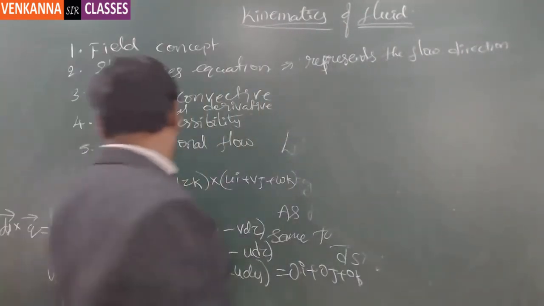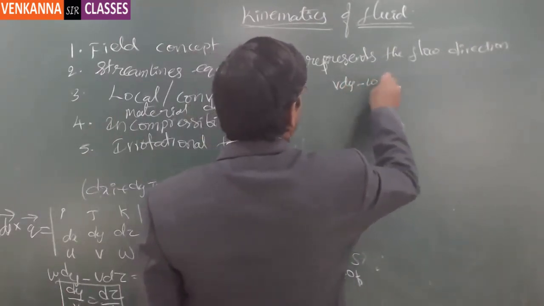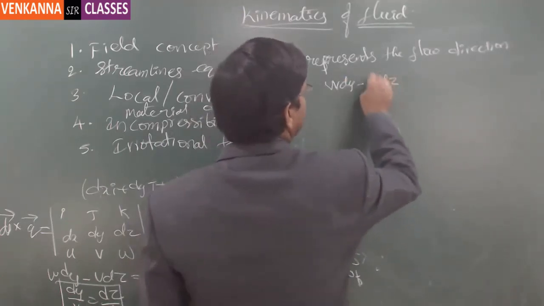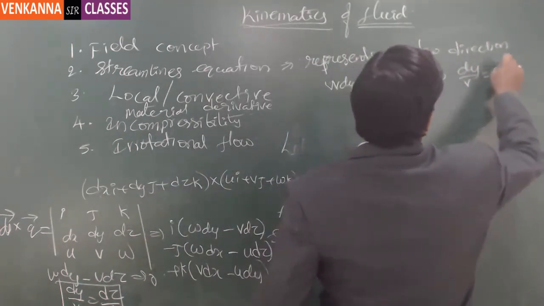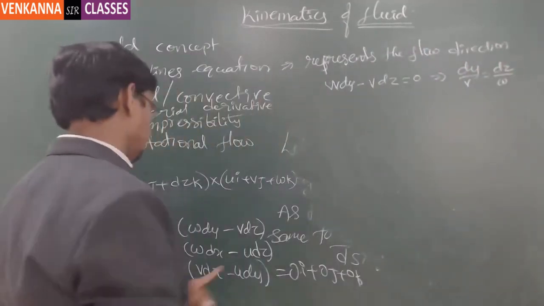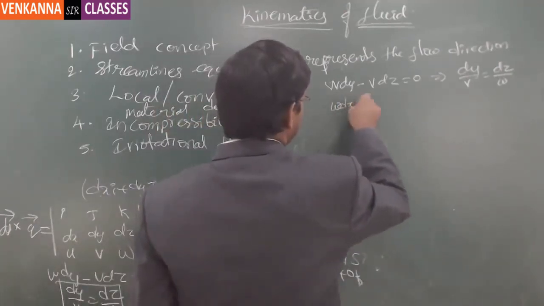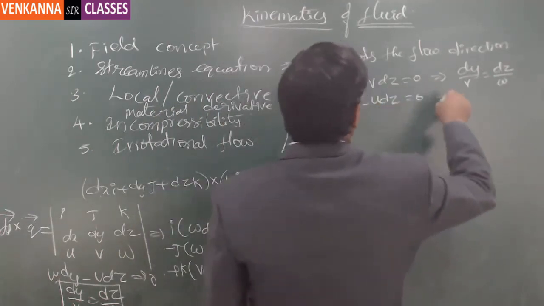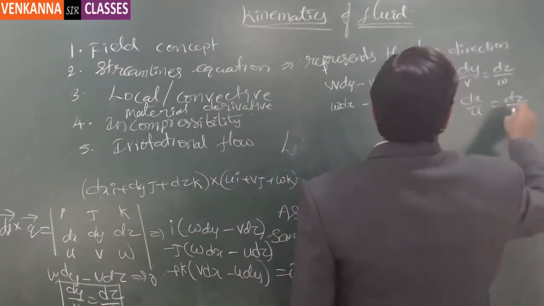Okay. So here, VDY minus WDZ, sorry, WDY minus VDZ equal to 0. It implies dy by v is equal to dz by w. And the second one is w dx minus u dz. It implies dx by u is equal to dz by w.